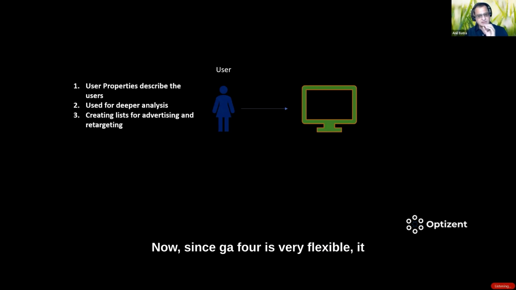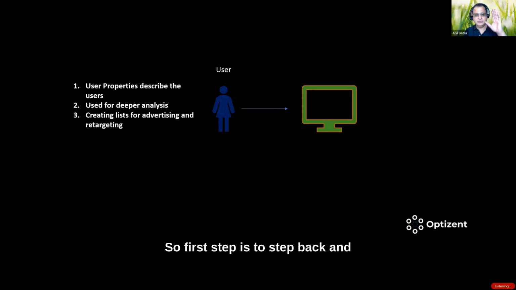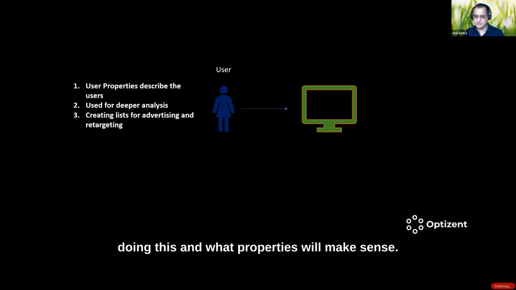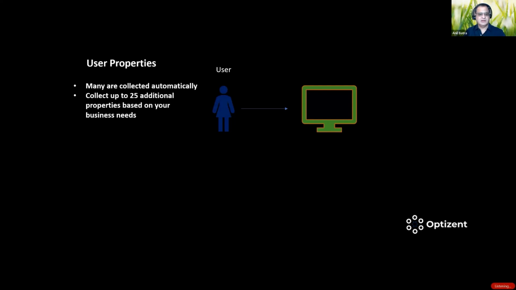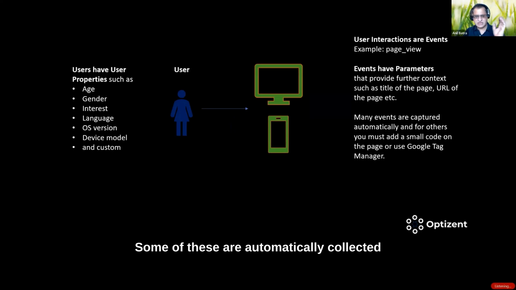You have to think about it before you put them in, but you can have up to 25 properties. Now, since GA4 is very flexible, it means you can easily mess that up as well if you don't pay attention to it. You can easily fill these user properties with garbage. So the first step is to step back and think about what the purpose is, why we are doing this, and what properties will make sense. The same goes for events, as I'll show you in a few minutes. So, have user properties. Here are some examples. Some of these are automatically collected: age, gender, interest, etc.